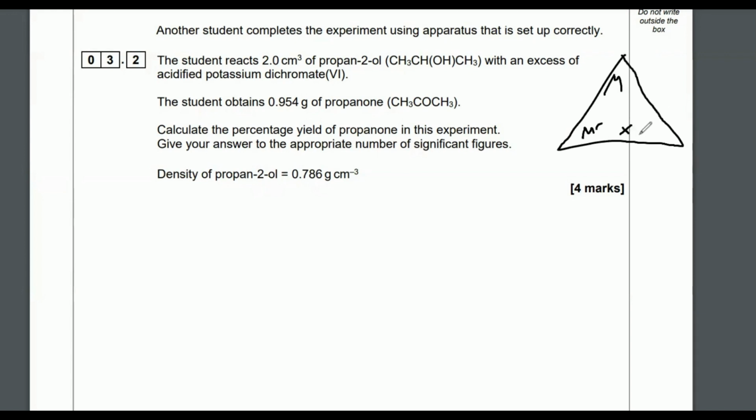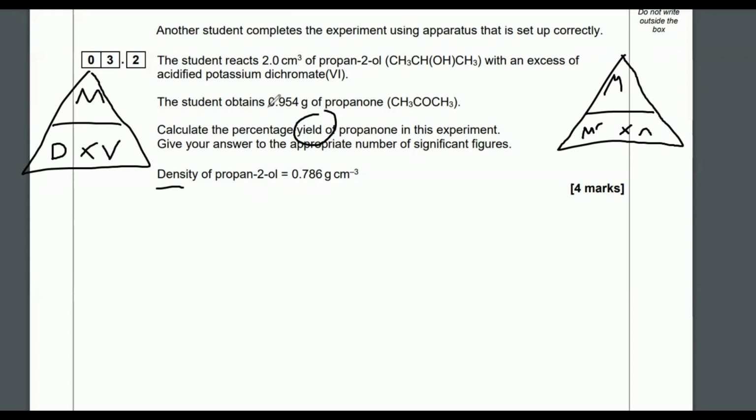What am I doing? The moment I see mass, I want to do mass over MR times moles. And they've given me density. The moment I see density, I want to write out the density equation, which is mass over density times volume. So which one can I start with? What have I been given 2 of? Well, I've been given the density of propan-2-ol, and the volume. So straight away, the first thing that I can calculate is the mass of propan-2-ol.